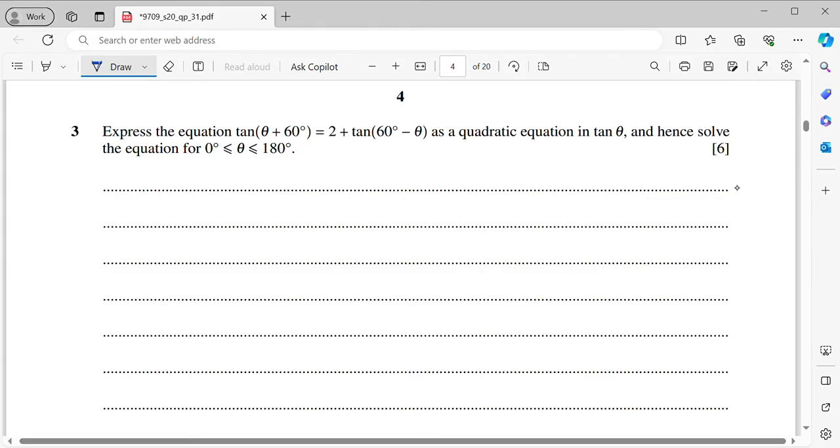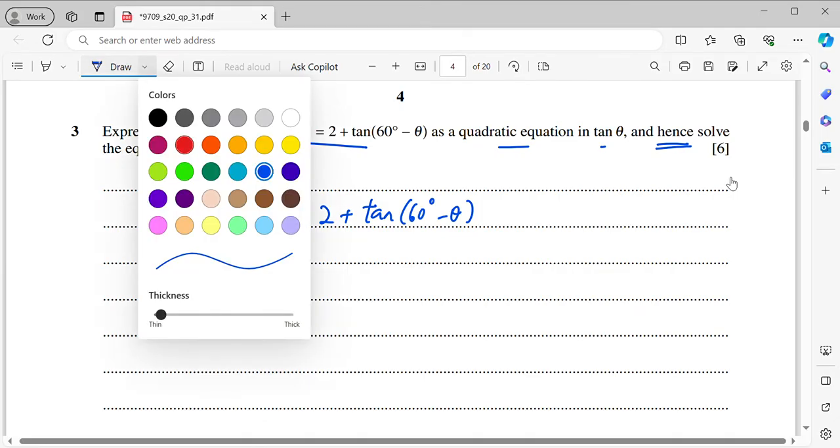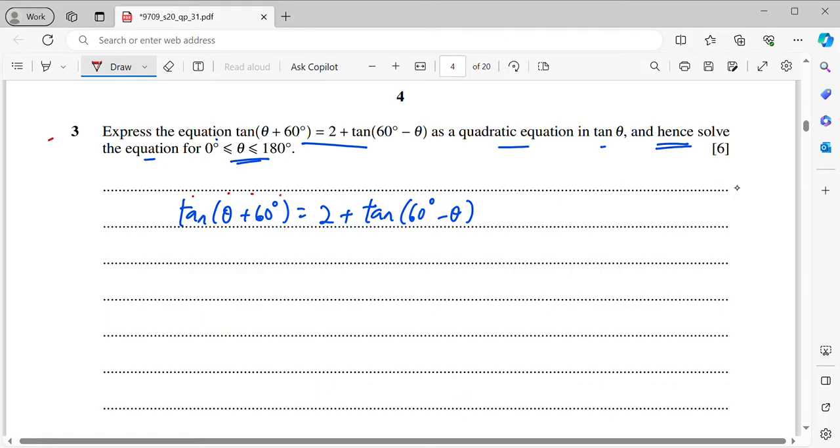Okay, now question 3. Express the equation tangent theta plus 60 degrees equals to 2 plus tangent 60 degrees minus theta as a quadratic equation in tangent theta, and hence solve the equation for 0 to 180 degrees. So now we have two terms, right? This is tangent of summation of two terms. So we have to refer to this formula, tangent A plus B.